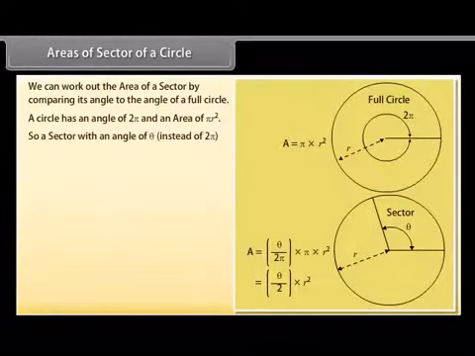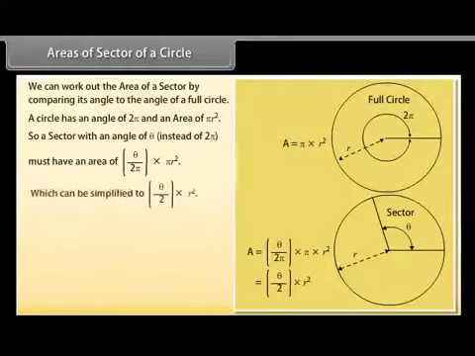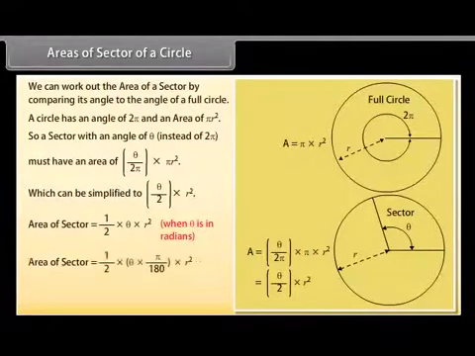So, a sector with an angle of theta instead of 2 pi must have an area of theta upon 2 pi whole into pi r square, which can be simplified to theta upon 2 into r square. Area of sector is equal to 1 upon 2 into theta into r square when theta is in radians. Area of sector is equal to 1 upon 2 into theta into pi upon 180 into r square when theta is in degrees.